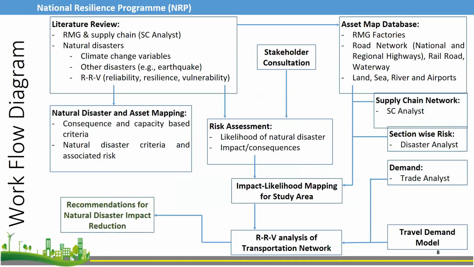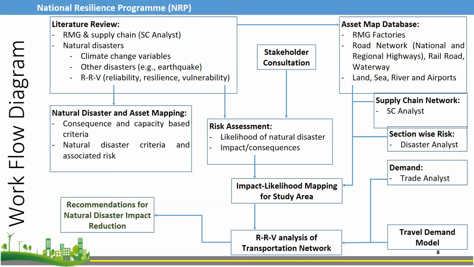We started our work with a comprehensive literature review, and from that, we created an asset map. In that asset map, we had the RMG factories, and then our road network, rail network, and waterways. We also identified the land, sea, river, and airports. After that, as we saw in the last presentation, we identified the different risks, as well as the impact and likelihood of those risks.